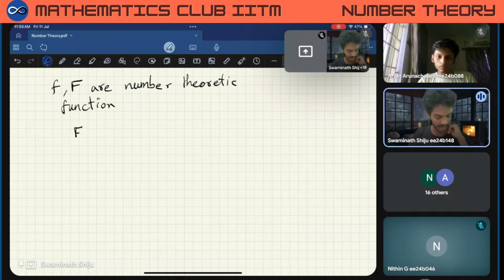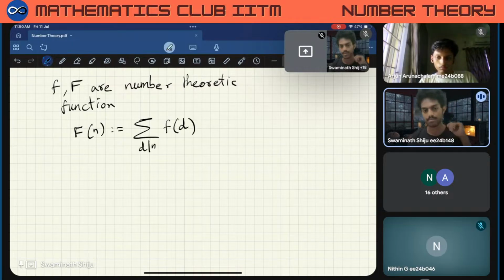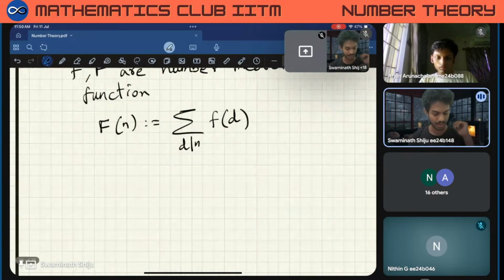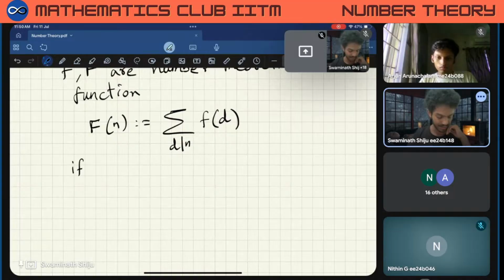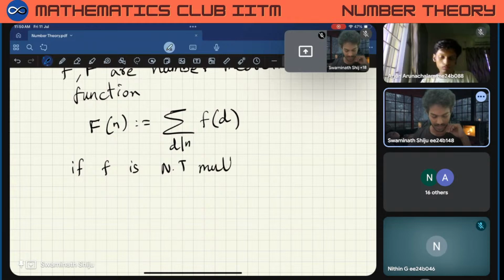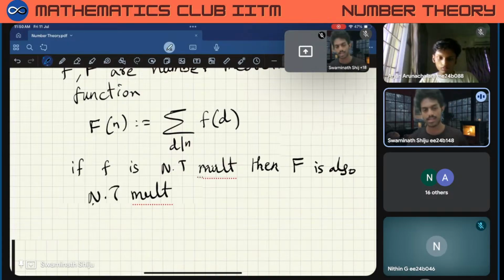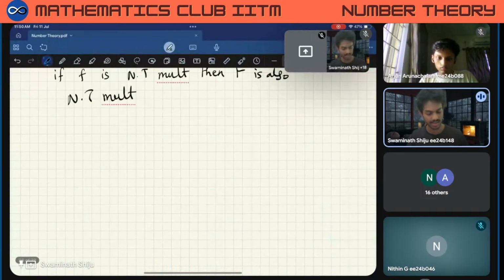Now, let capital F of n be defined as the sum over d dividing n of small f of d. Simple definition. What I want to prove is that if f is multiplicative, then capital F is also multiplicative. I want you to look at that statement once and think about it.